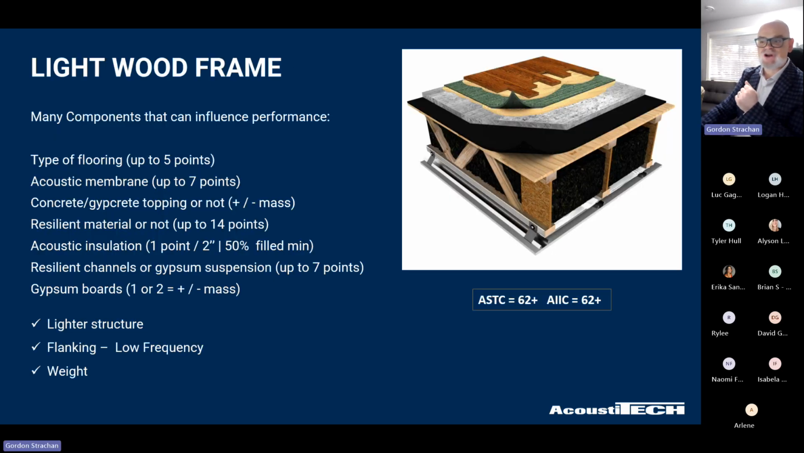So here's that light wood frame structure. This is a great structure. Hitting a 62 in a light wood frame building, you've done pretty much as much as you can to achieve the best that you can. So the flooring type, the acoustic membrane, the concrete, every single one of those factors adds up to meet that STC and IIC number. So what is the issue with a light wood frame structure? Well, it's a lighter structure, very prone to flanking. And because of the weight, it needs weight, mass added to it. That's that concrete topping, or dry topping, as we're going to talk about coming up.